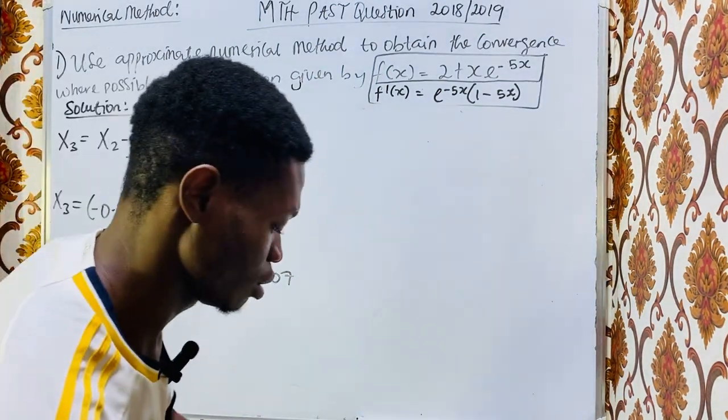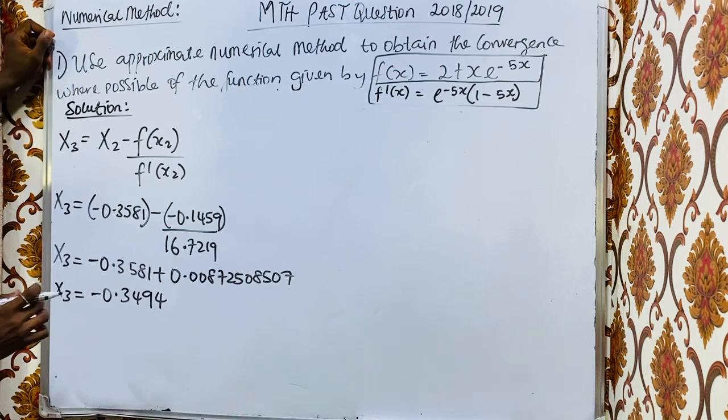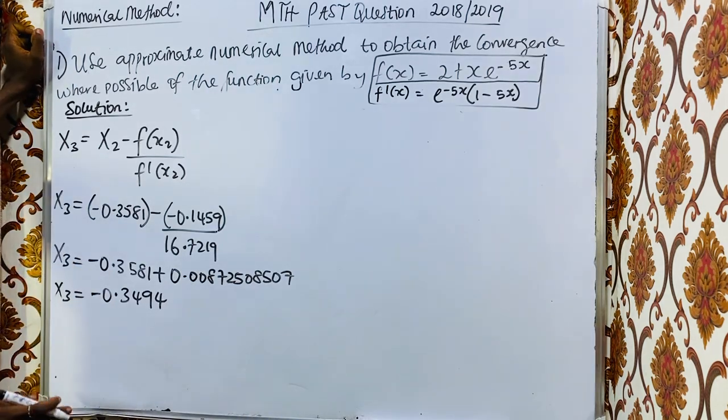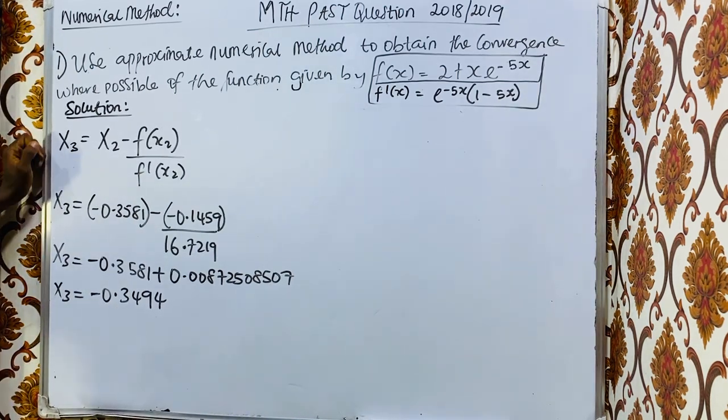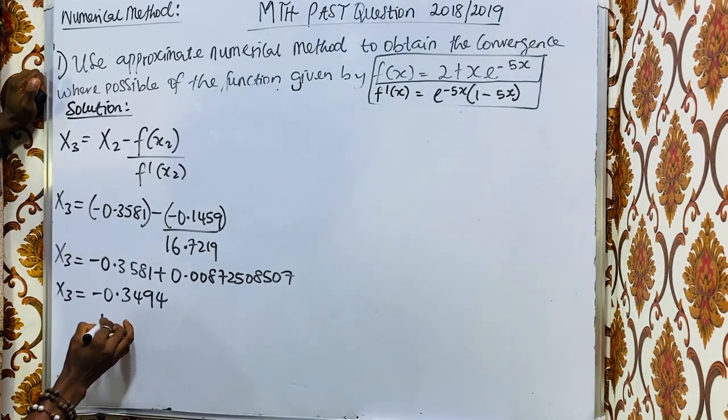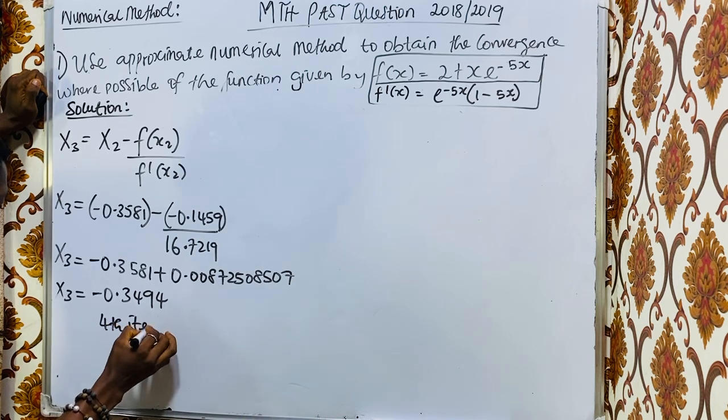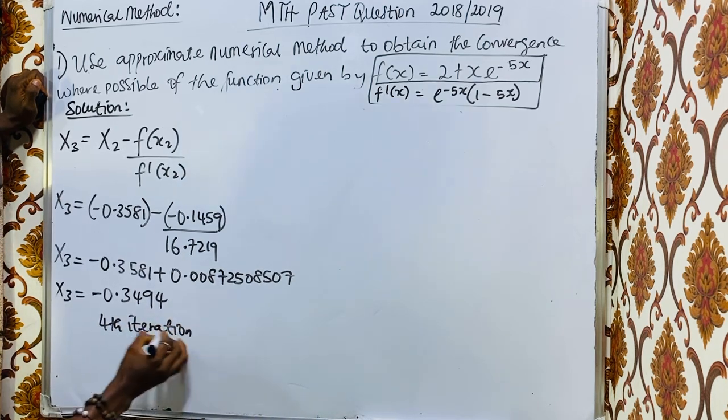So we have gotten our x3. If we take our x2 and our x3, it is not converging. They are not the same value, at least to 2 decimal places. So we do the fourth iteration. We iterate the fourth time.